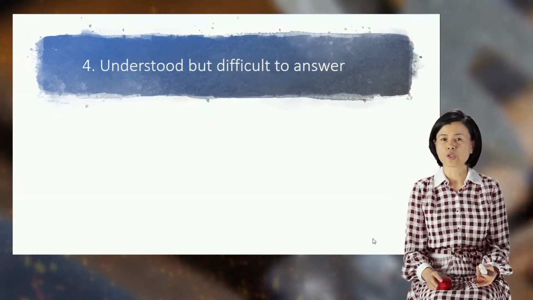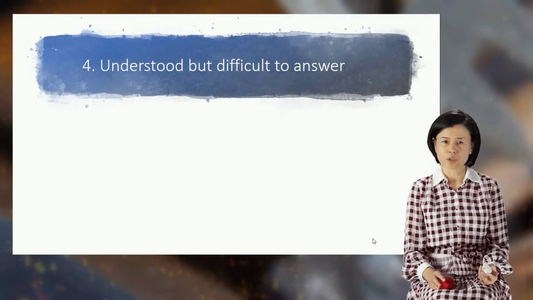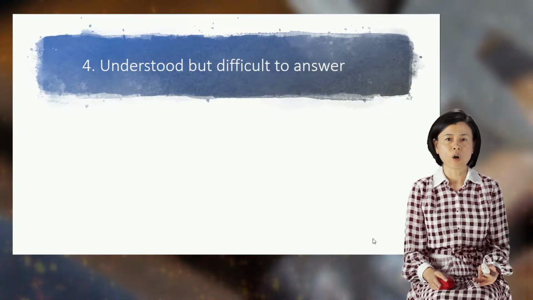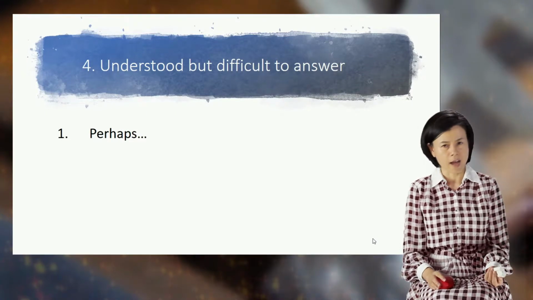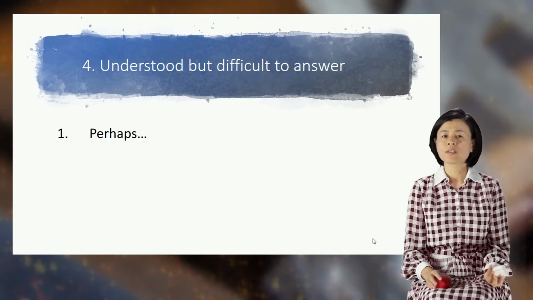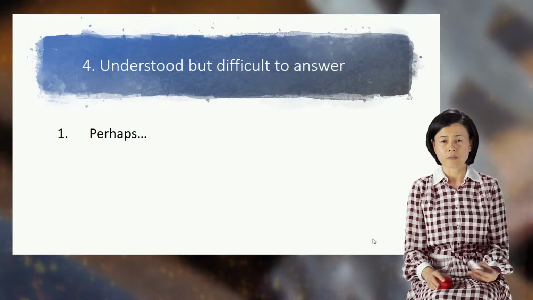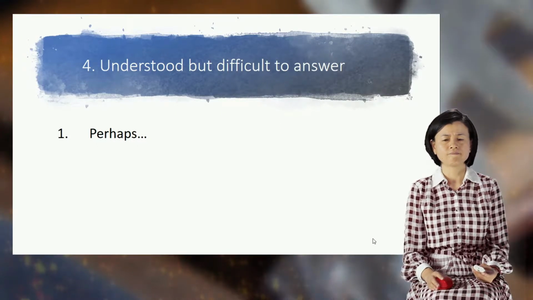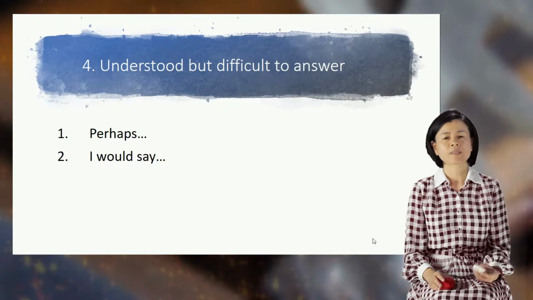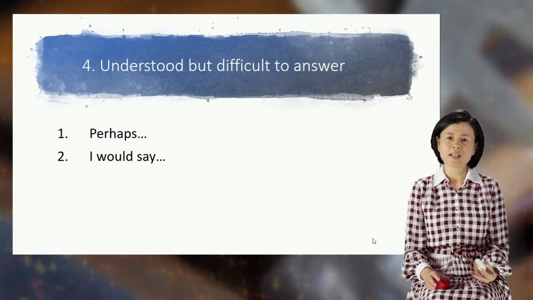Right, I will introduce the first kind of situation. The question is understood, but it's difficult to answer. We may start the talk by saying "perhaps". You are not 100% positive about the answer. Therefore, you say something, perhaps. Or you may use a sentence like, "I would say something." Again, you are not very positive about the issue.